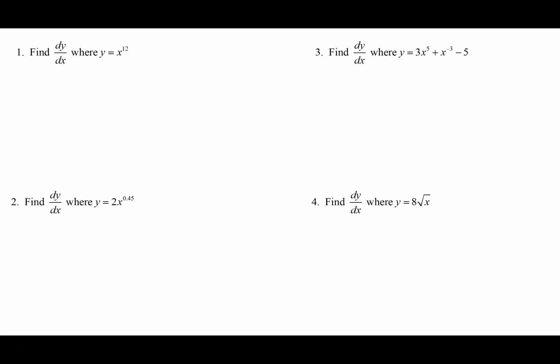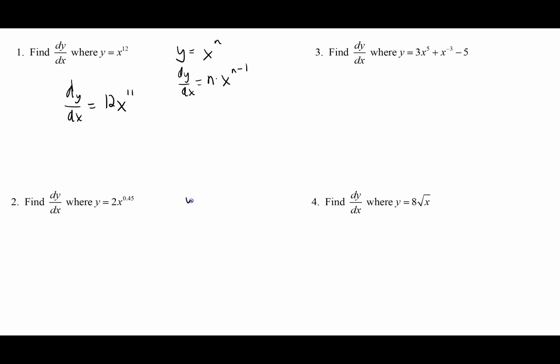We're asked to find the derivative where y is equal to x to the 12. And so what we're doing is the power rule. And the power rule goes like this. If x is raised to a number, then your derivative is that number times x to 1 less. So over here, dy/dx is equal to 12 times x to the 11.